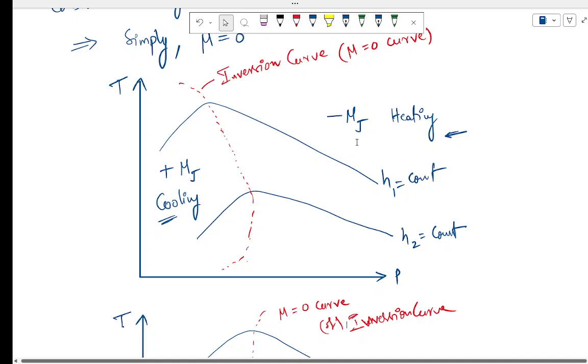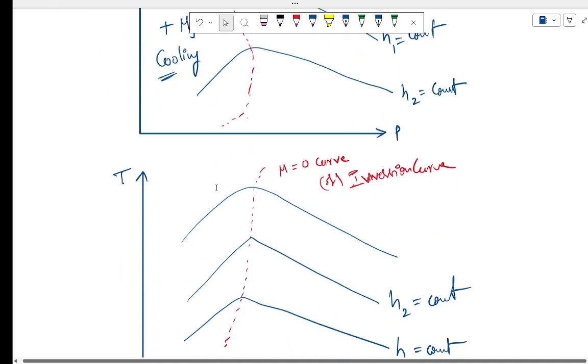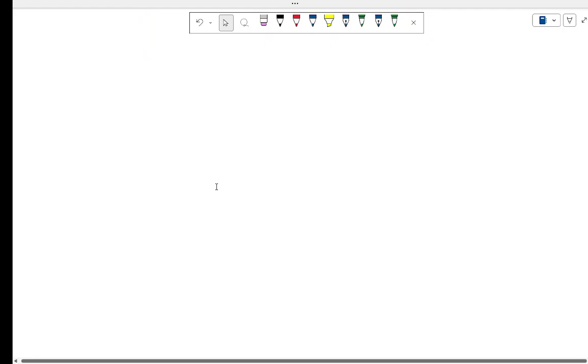Based on the Joule-Thomson coefficient, you can tell whether the process is going to be a positive process or a negative process, or a heating process or a cooling process. What is the relationship between pressure and temperature? You can easily tell based on the Joule-Thomson coefficient. Okay, so that's the story of your Joule-Thomson coefficient and Joule-Thomson effect.